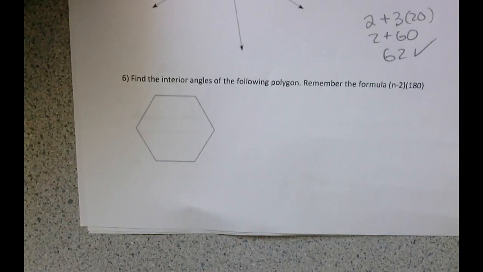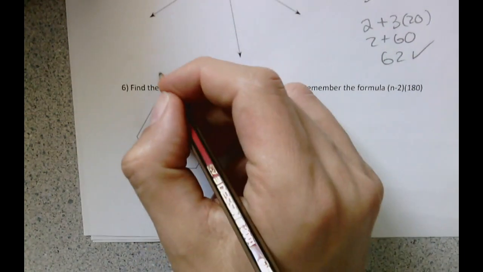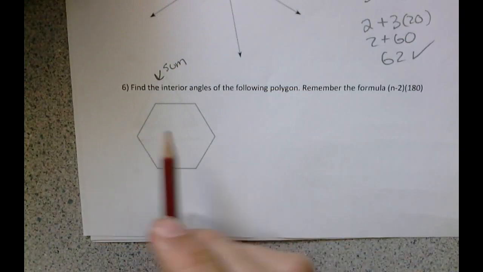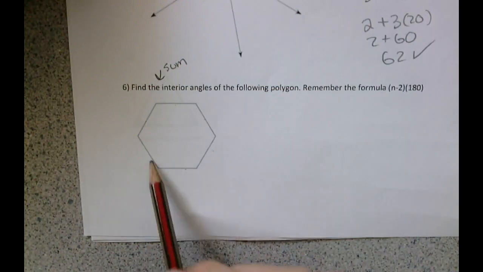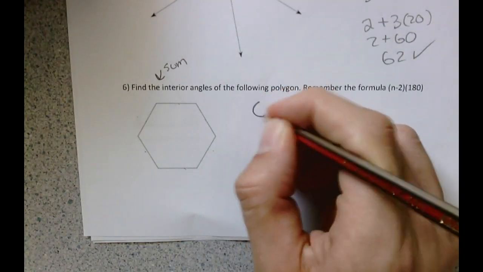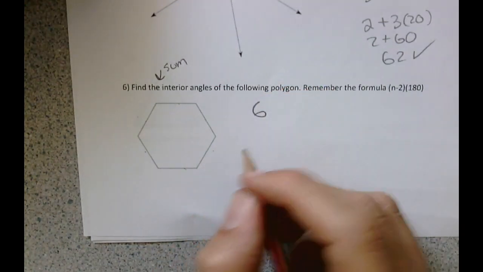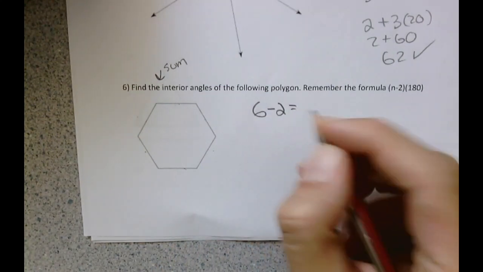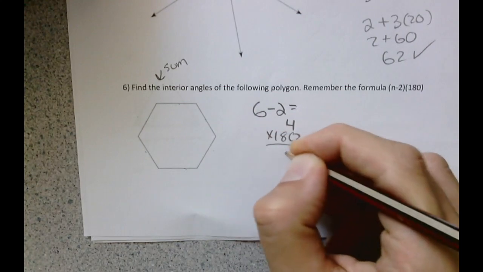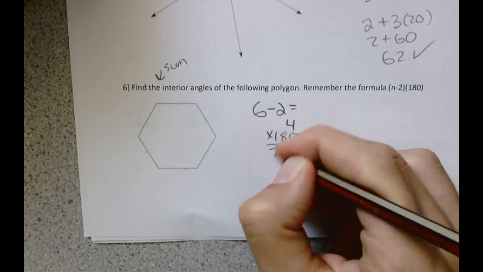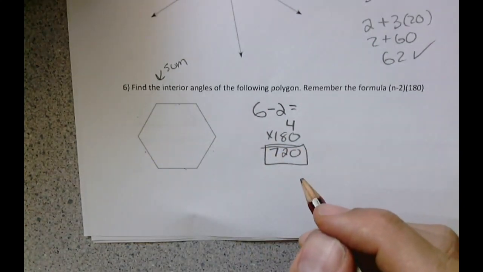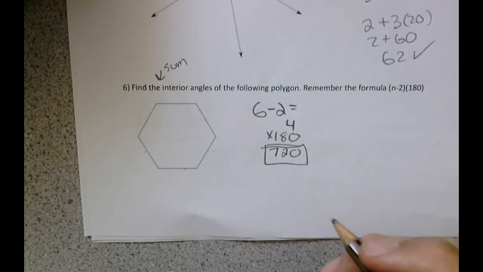Find the sum of the interior angles. I should say sum. Find the sum of the interior angles of the following polygon. So I counted 6 sides. And I could do the triangle thing, but I'm just going to subtract 2. I'll do that after. Times 180. So I get 720. So the sum of the interior angles of this polygon here is 720.